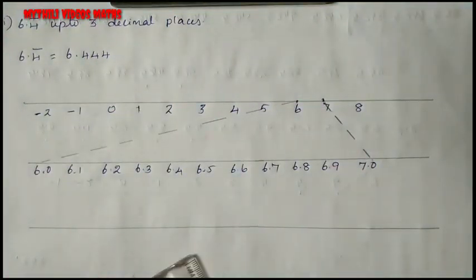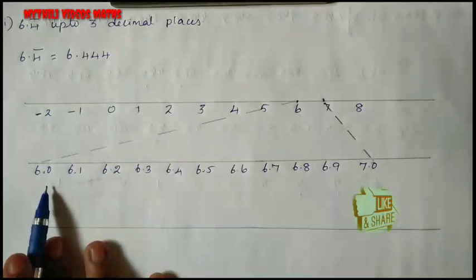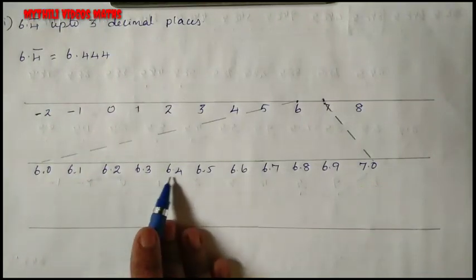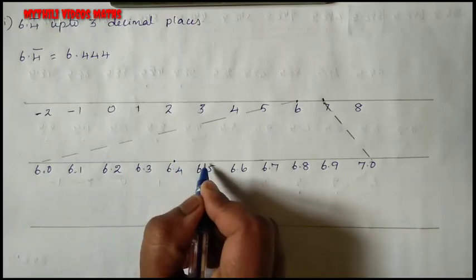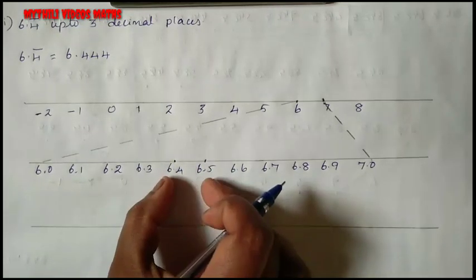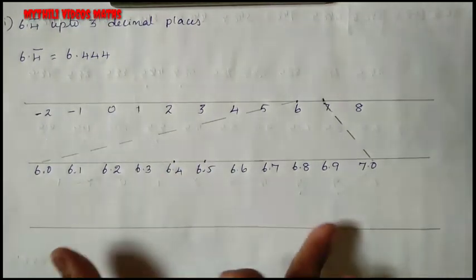Okay, like this. After that, just check the next number. Upon the next number, take 2 digits, this is 6.4. Check where 6.4 is lying. This is the 6.4. Okay, for 6.4, the next number is 6.5. In the two numbers, get what are the numbers between them.